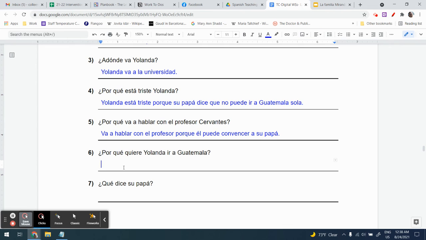¿Por qué quiere Yolanda ir a Guatemala? Why want Yolanda? Why does Yolanda want to go to Guatemala? Now, this one you have to remember back to the last chapter because she would get to study architecture, specifically Spanish colonial architecture. Now, we can keep it simple. We can say because she wants to study architecture. So, porque quiere, she wants, estudiar, to study, arquitectura. Okay?